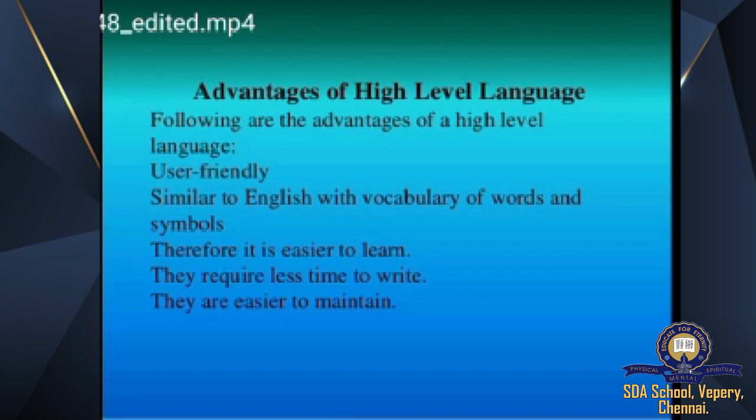Some of the advantages of high level languages are: it is user friendly, it is similar to English with a vocabulary of words and symbols. Therefore, it is very easy for us to learn. It requires less time to write. It is easy to maintain and it is problem oriented rather than machine based. It is machine independent. For example, programs developed in high level languages can be run on any computer. So these are some of the advantages of high level languages.